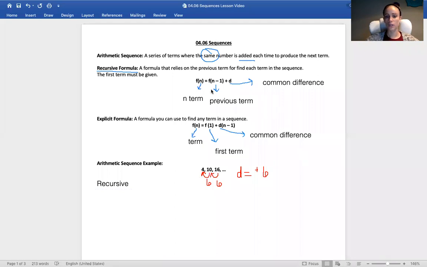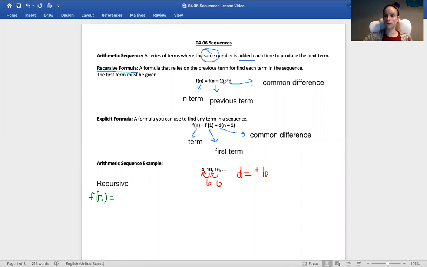All right, if I look back at my example, I don't know what term I'm finding. I'm just writing a generic formula. So I will keep the f of n, and that is equal to, and once again, it's a generic formula. So I'm going to keep the f of n minus 1 because I need the previous term.